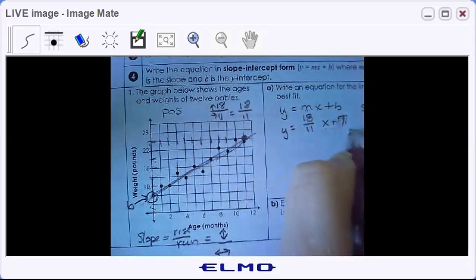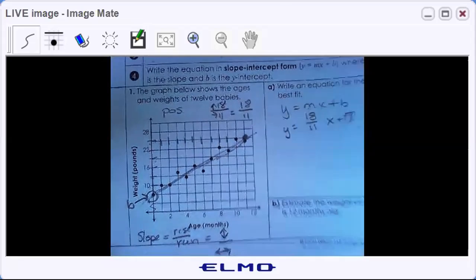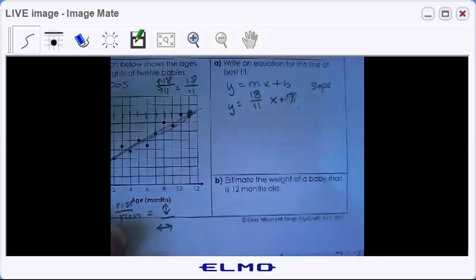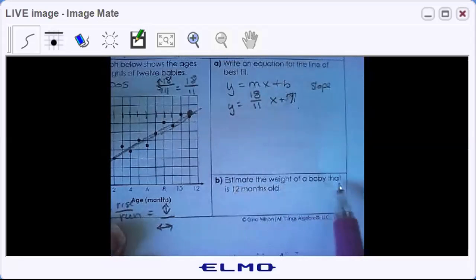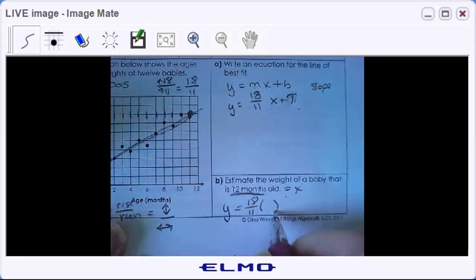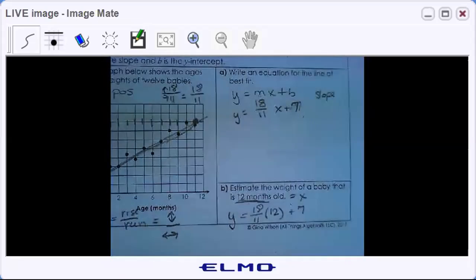7. Now, the next part is sometimes, for most of us, the hardest part to wrap our head around. It says, estimate the weight of a baby that is 12 months old. What that means is this 12 is going to be our x. And we're going to take y equals 18 over 11 times whatever x is, plus 7. Well, if that's 12, I have some math I've got to do here.